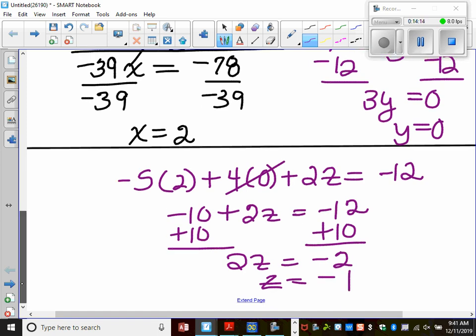Negative 1. Very good. So when I write my final answer, I just put it in the little set brackets. X was 2, y was 0, z is negative 1. You just put them in alphabetical order. Okay.